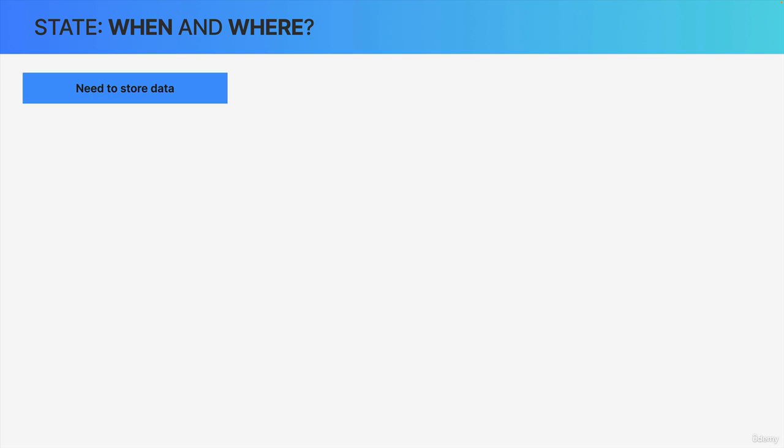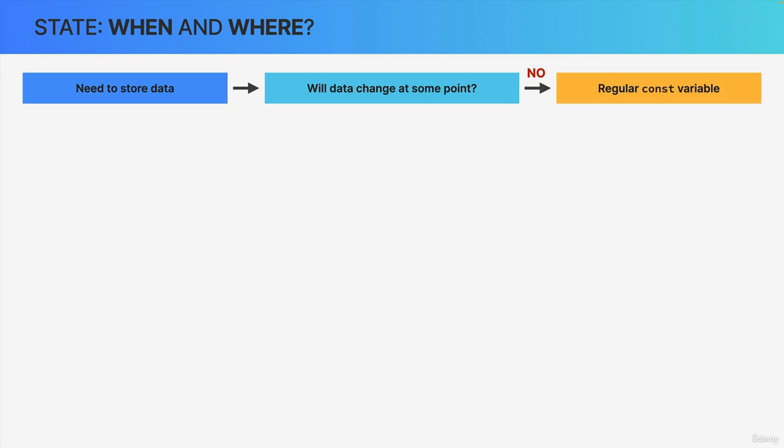So it all starts with you realizing that you need to store some data. Now, when this happens, the first question to ask is, will this data change at some point in time? And if the answer is no, then all you need is a regular variable, so probably a const variable. However, if the data does need to change in the future, the next question is, is it possible to compute or to calculate this new data from an existing piece of state or props?